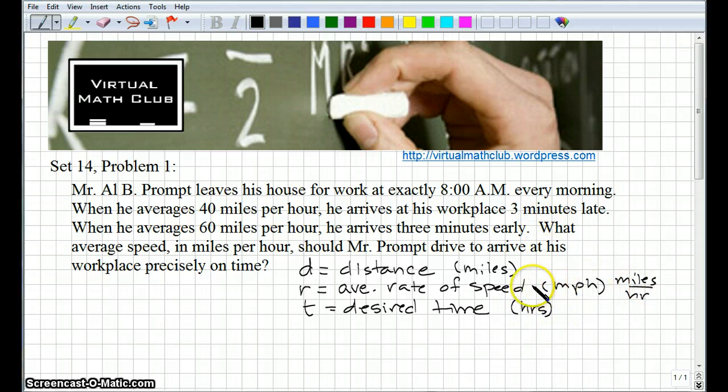You've probably heard the formula that distance is equal to rate times time. That's the formula that I'm going to work with. As long as the rate is constant, which we're assuming, and in fact it says that he's averaging 40 miles per hour and 60 miles per hour, if we use that rate as the constant rate over time, then we can just multiply the rate times the time and get the distance.